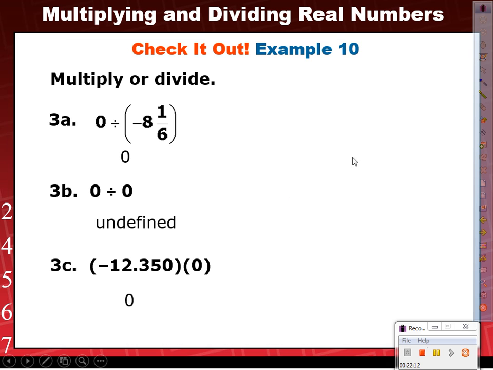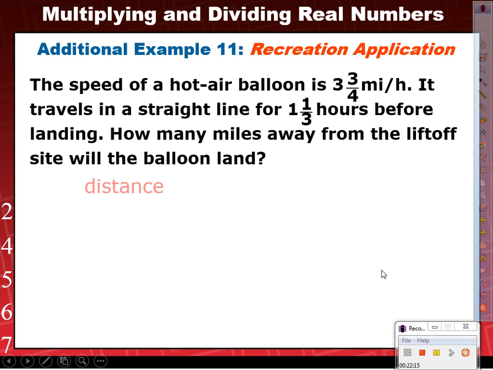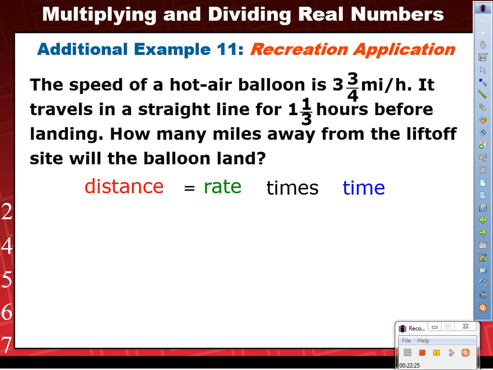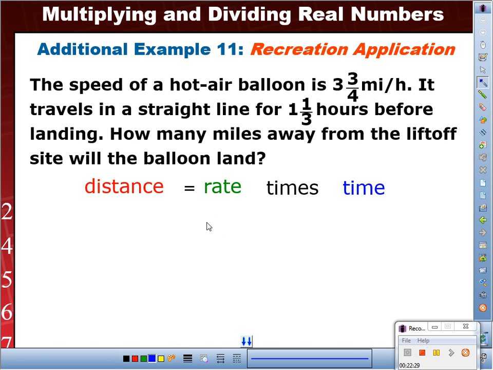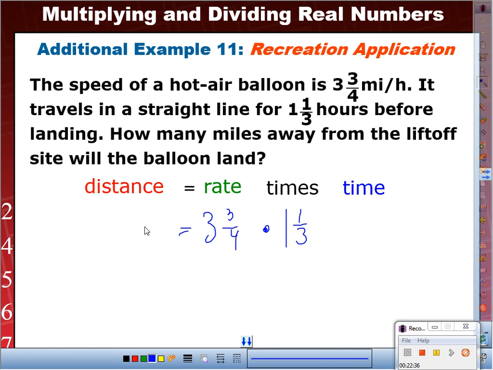Okay? Also, last one. When we have rate problems, remember to write distance equals rate times time. And here, all we have to do is write our information. Focus, please. What is our rate? 3 3/4 times, what is the time? 1 1/3. And do we know what to do from there? Yes. Make these improper fractions, multiply and simplify.